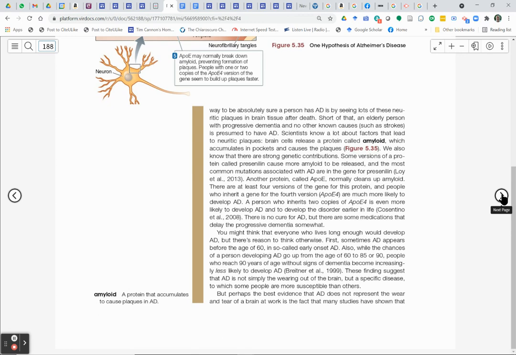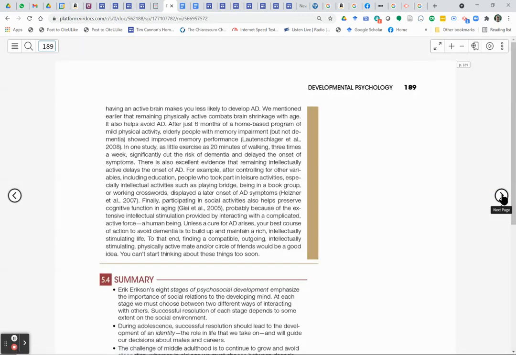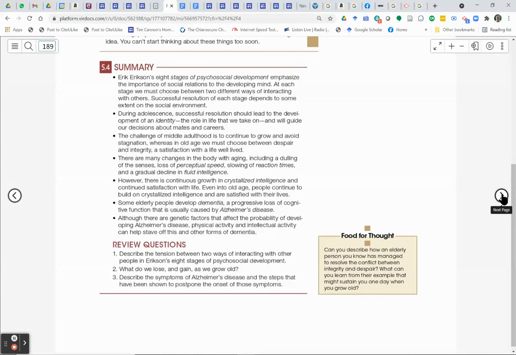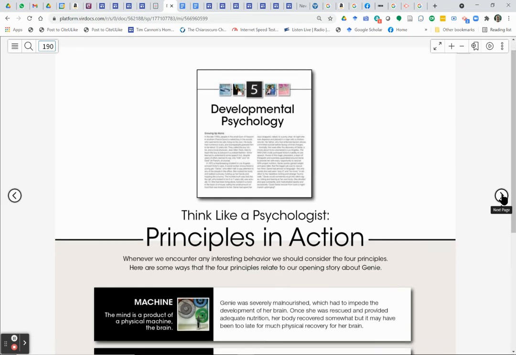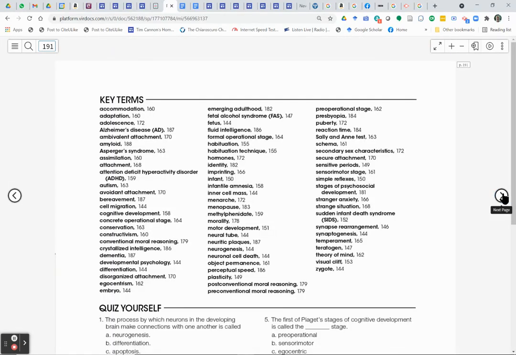And it's not a pleasant picture to see your beloved parent or grandparent losing their cognitive abilities and sometimes not even being able to recognize you anymore. At least they're usually not in pain. And there's the muse for the chapter, and that's it for chapter 5. There's a lot of terms.